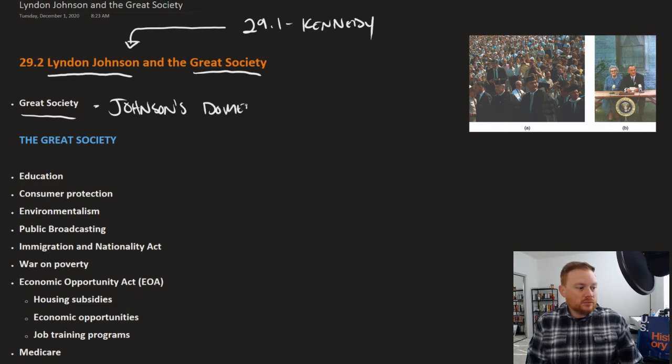domestic program. And Johnson had a lot that he wanted to accomplish. There's a lot of details in the text about the specific laws and policies that President Johnson passed. You can see President Johnson right here. I think that looks like Johnson right there.